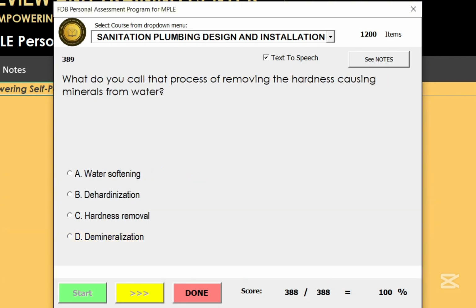What do you call that process of removing the hardness-causing minerals from water? A. Water softening, B. Dehardenization, C. Hardness removal, D. Demineralization. Please pick your choice. Option A is your choice, and it's the correct answer. Well done.